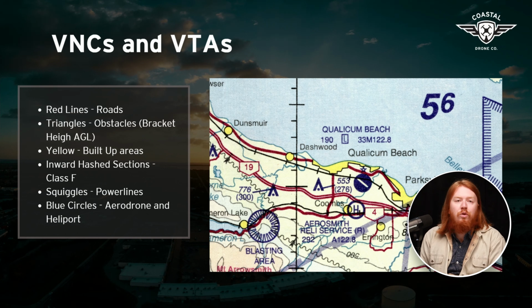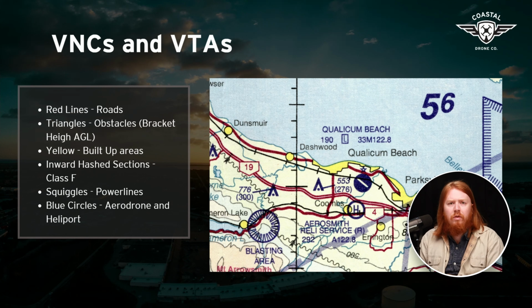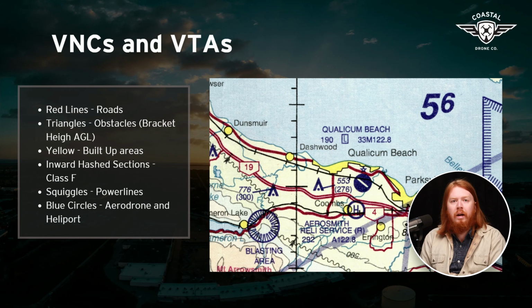Red lines will be major roads, so that VFR pilots can navigate using the roads. The triangles you'll see are obstacles, things like cell towers, big grain silos, or wind turbines. You'll see that they have two numbers. The number on top is the height in feet ASL, above sea level. That's potentially not super helpful for a drone pilot, so it's very nice of them to include the height AGL, the height above ground level, in the brackets underneath.